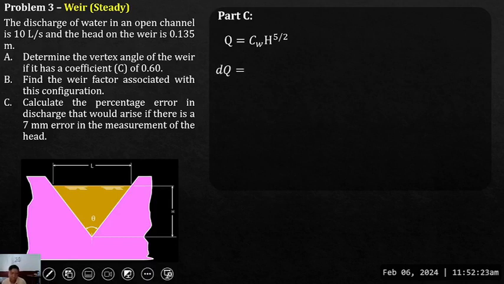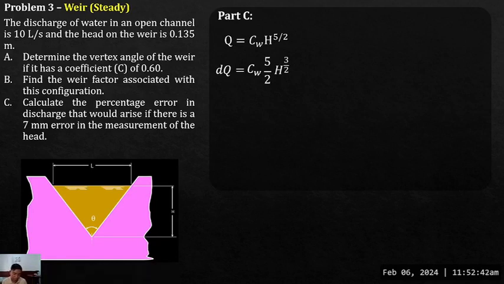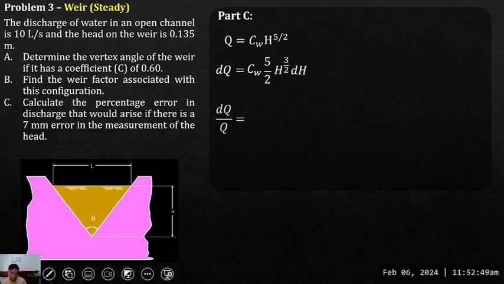Sige, so paano natin siya masosolve, no? So derive muna natin yung formula for triangular weir. So yung Q natin, differentiate natin. So dQ equals CW, and then power rule ng differential, that's 5 halves times h, and then 5 halves minus 2, that is h to the 3 halves dh. And then i-ratio mo lang yung dalawa, dQ over Q. So yung terms ng dQ, lagay mo dyan.